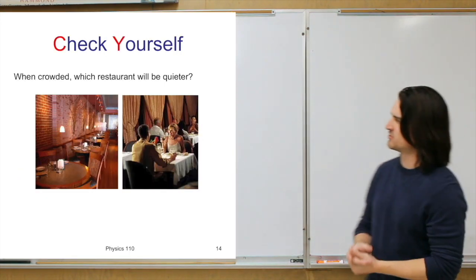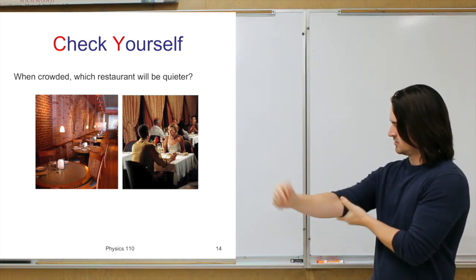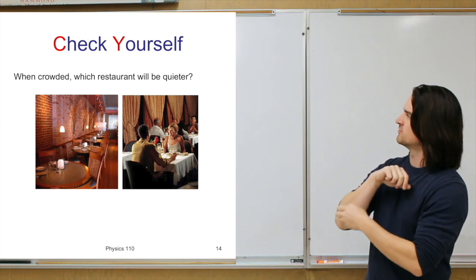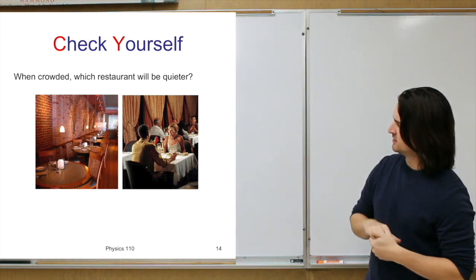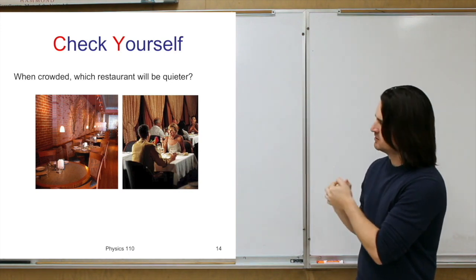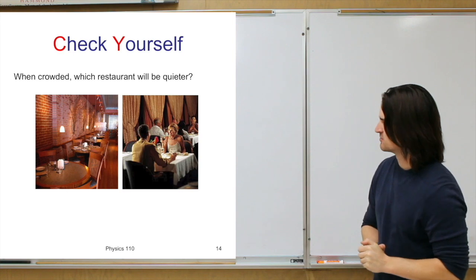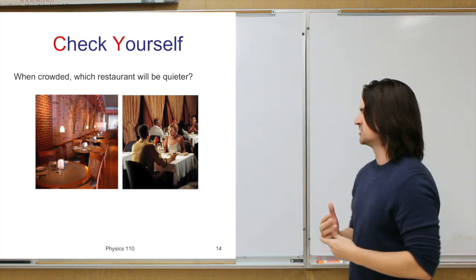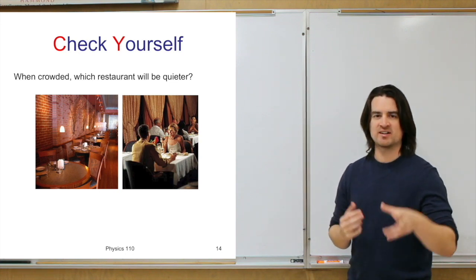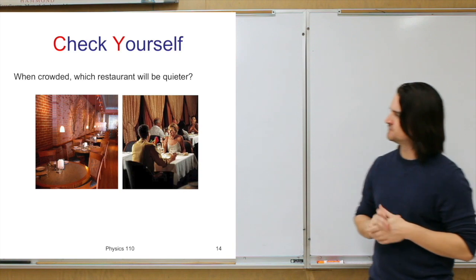Okay, so on that same note about sound reflecting off of rigid surfaces versus softer surfaces, let's take a look at these pictures here. They're both two restaurants, and even though there are only people in one of them, you can imagine that both these places are filled with people. Which one do you think would be quieter? Take a second to think about that in terms of, again, reflection of sound waves.